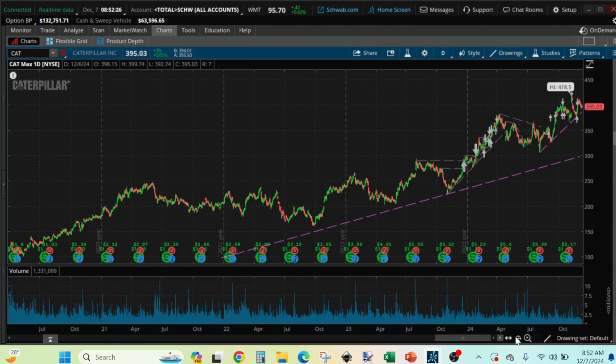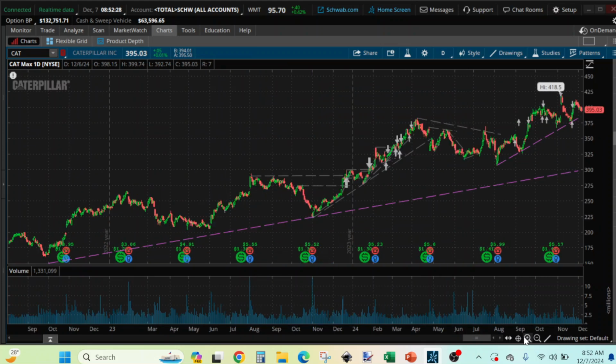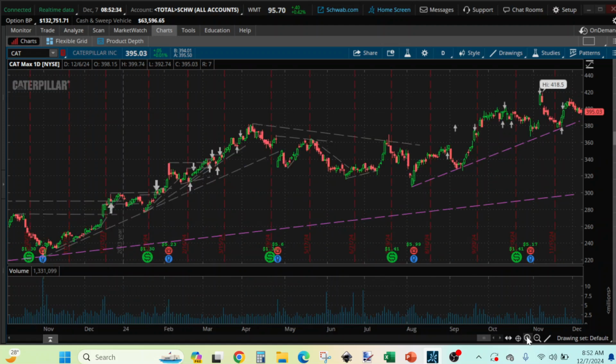And let's get closer. We are using the maximum daily chart. Usually we use a 1 year daily chart, but I'm using the maximum daily chart here. So CAT is getting closer to this line here, and we will wait for that to come closer before we get in.